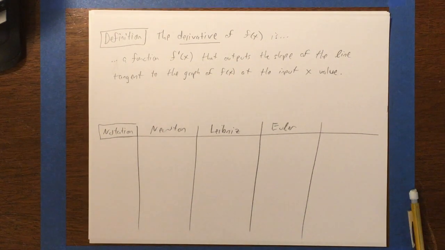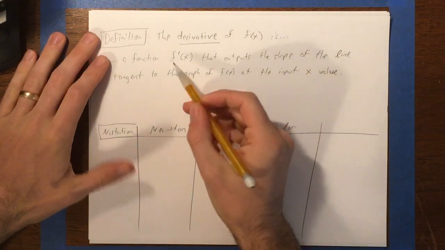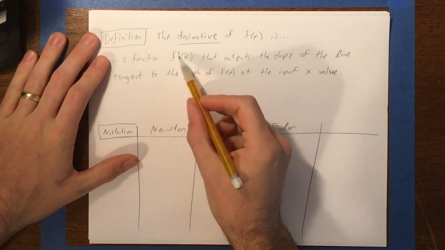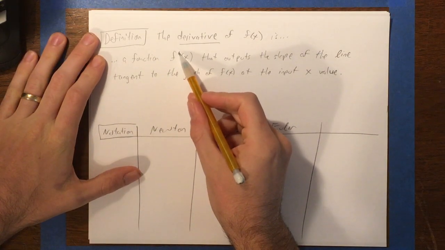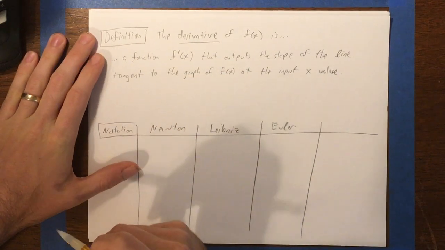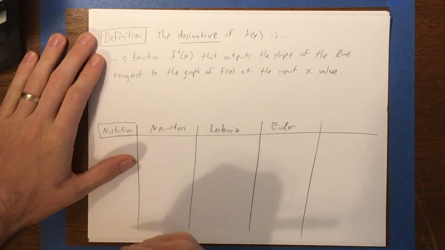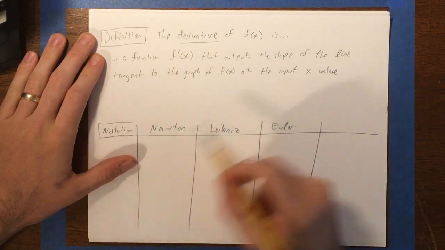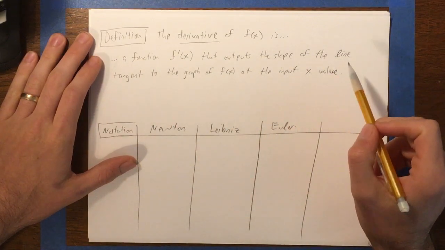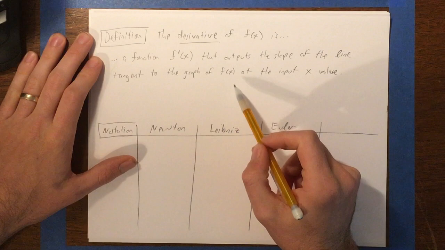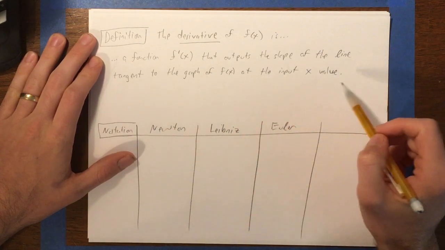All right, so what is the derivative of a function? The definition is that the derivative of a function f of x is another function, which we're going to call f prime. This little apostrophe after the f, we say f prime of x. That is another function that outputs the slope of the line tangent to the graph of f of x at the input x value.